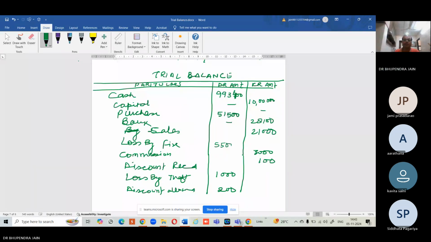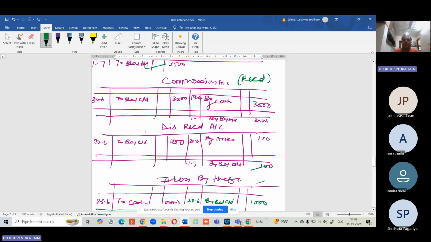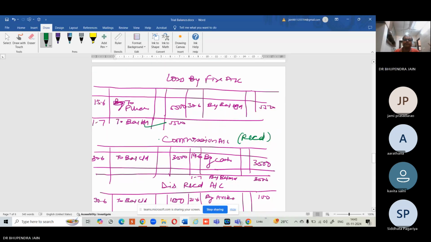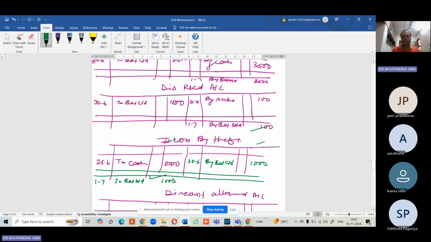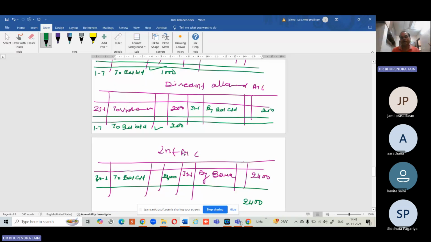Now check. What have we done? Loss by fire, debit. By mistake, we have written it down on the credit side. Now the interest received is given on the credit side, 2400.